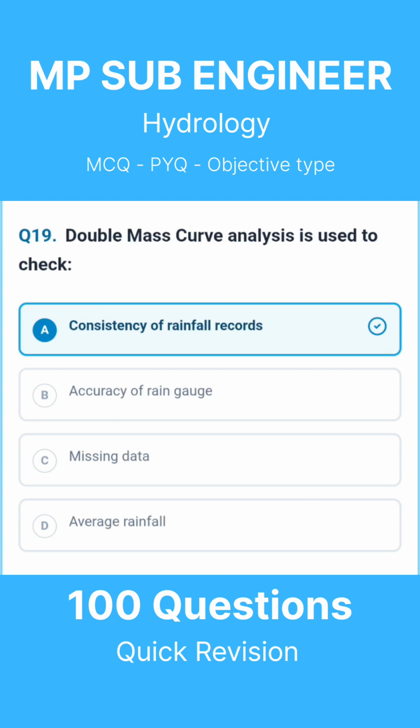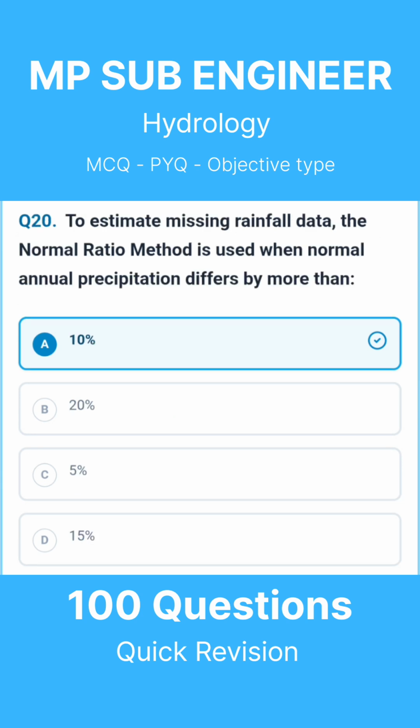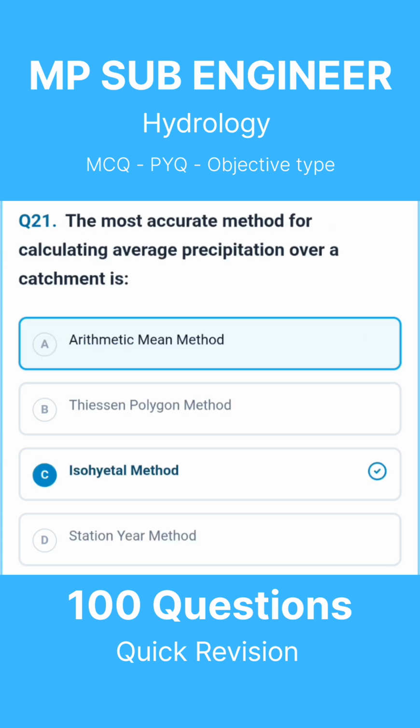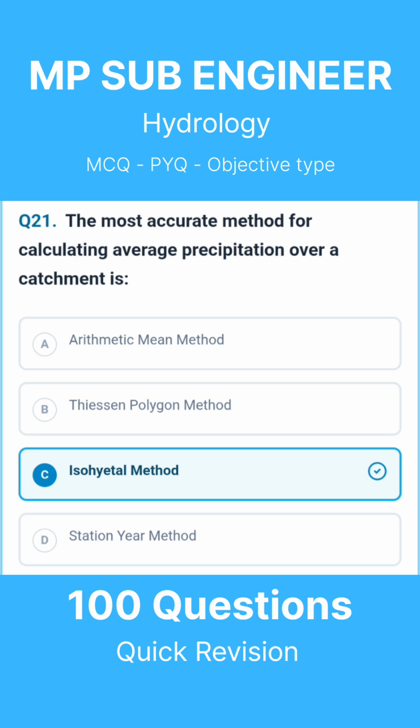Question 19. Double mass curve analysis is used to check. The correct answer is consistency of rainfall records. Question 20. To estimate missing rainfall data, the normal ratio method is used when normal annual precipitation differs by more than. The correct answer is 10%. Question 21. The most accurate method for calculating average precipitation over a catchment is. The correct answer is isohyetal method.